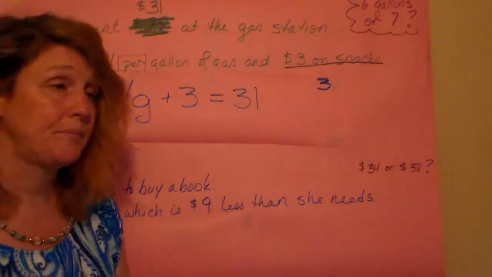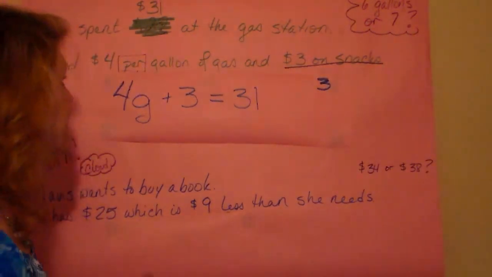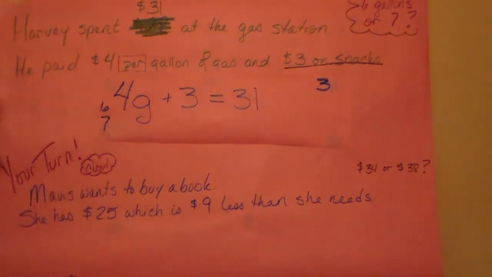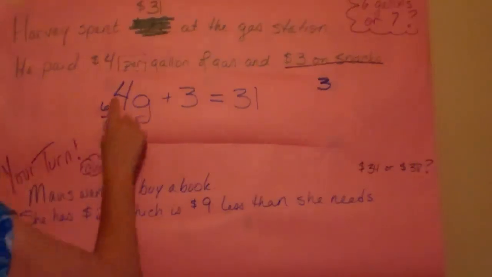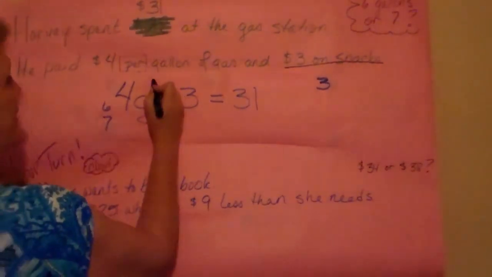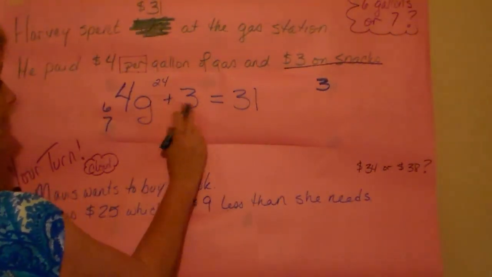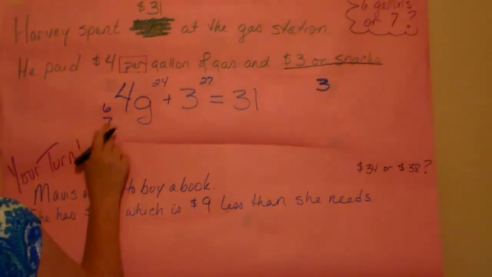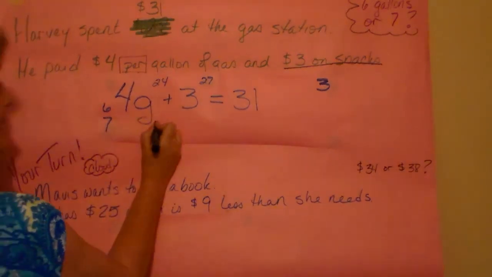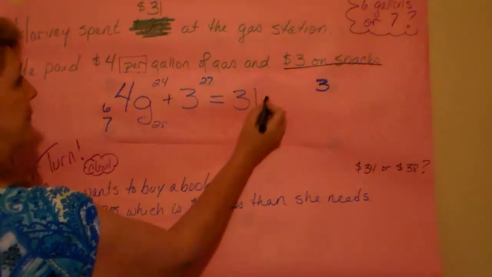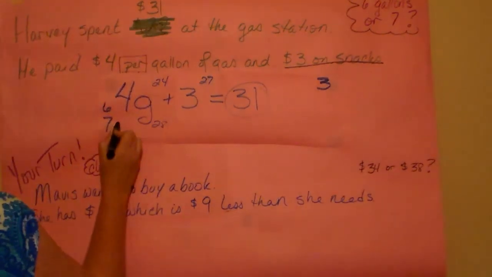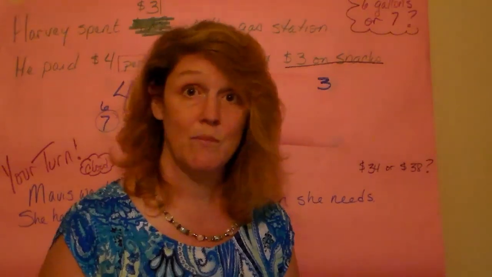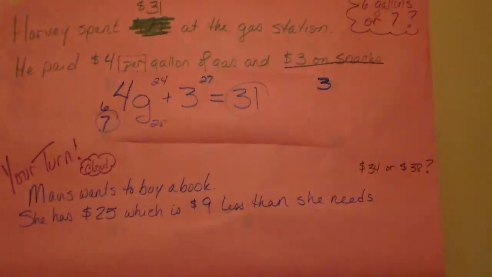Okay? Now the question is, is this a 6 or is that a 7? So let's do some math. 4 times 6 is 24, plus 3 is 27. 7 times 4 is 28, plus 3 is 31. So our answer is 7 gallons of gas. Get it? You're going to try now.